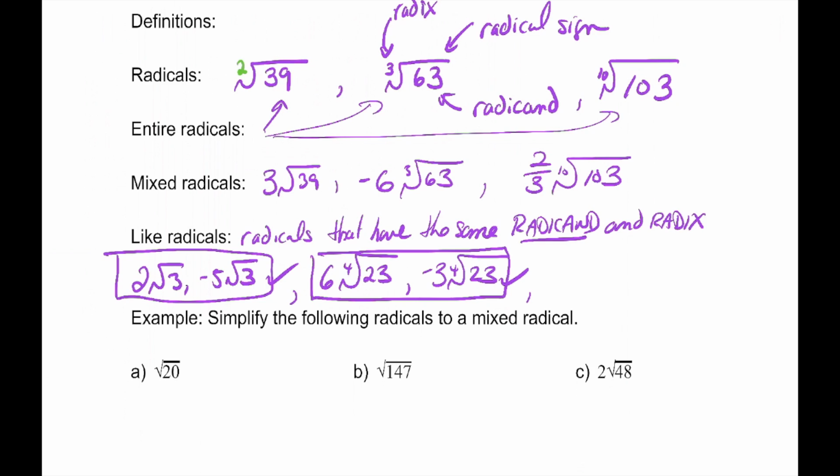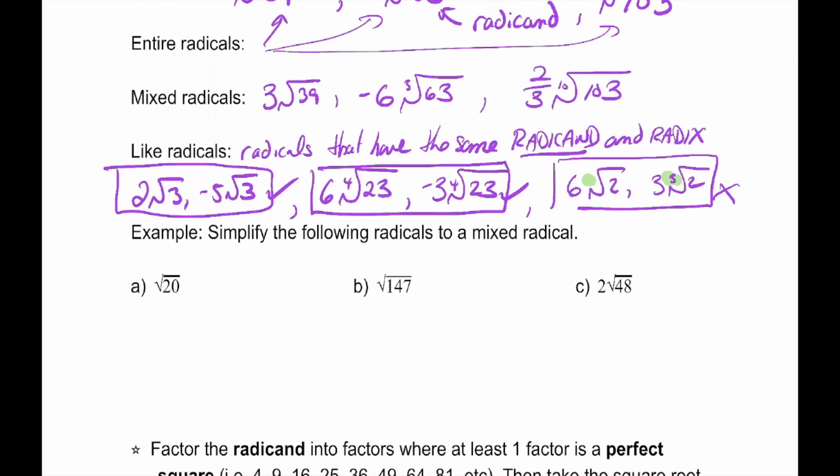An example of something that's not like would be something like 6 root 2 and 3 and the cube root of 2. Even though the radicand is the same, the radix itself here is different. That's a 3, and there's an implied 2 over there. This is not a like radical, and we can't do anything with them in terms of multiplication, division, adding or subtracting.